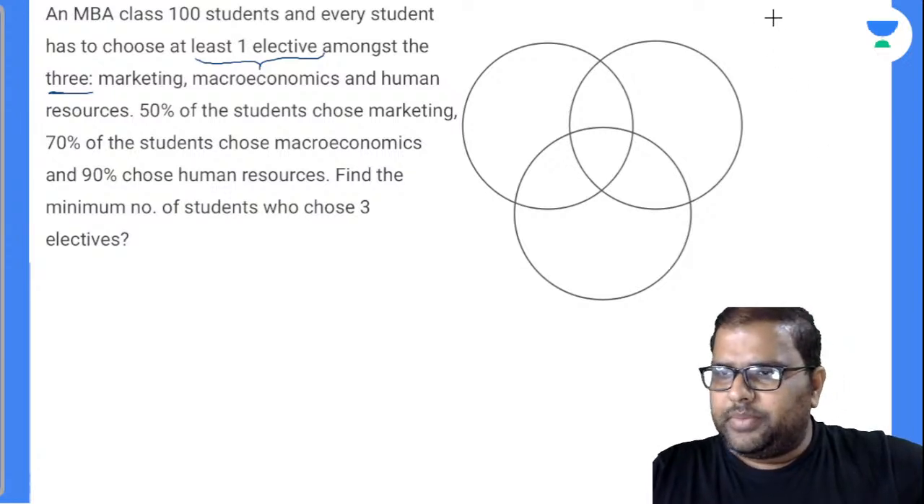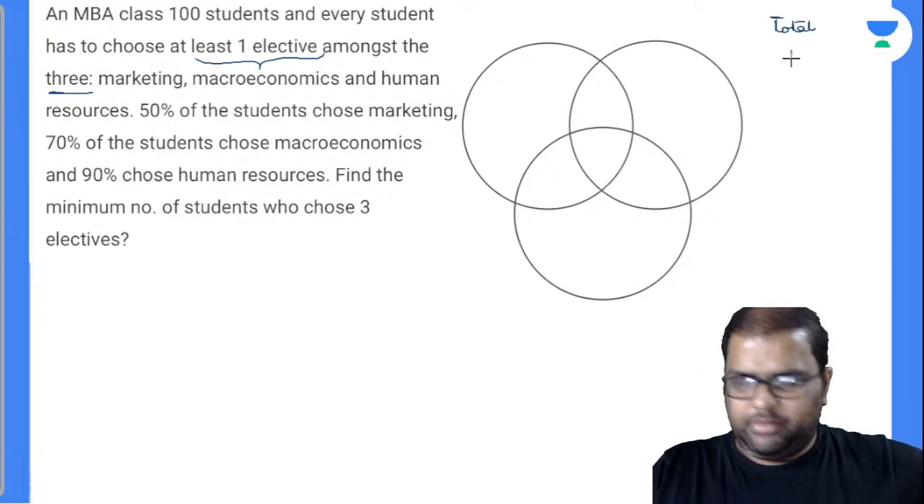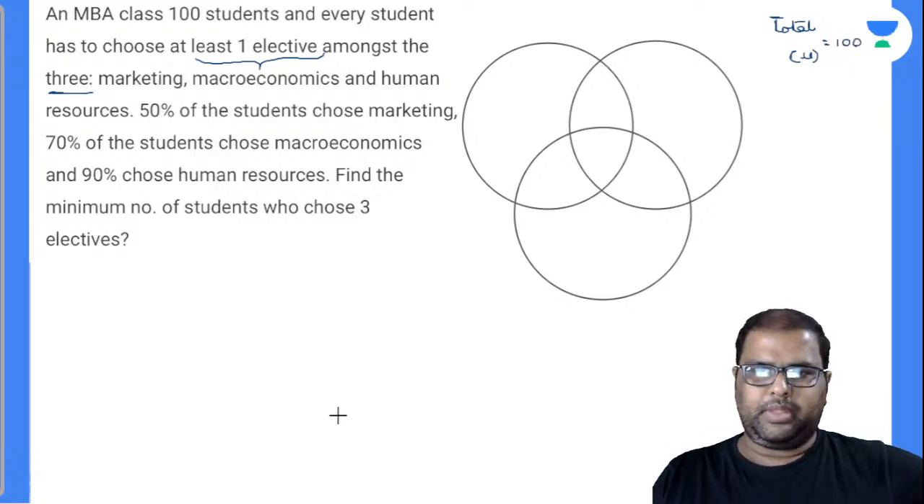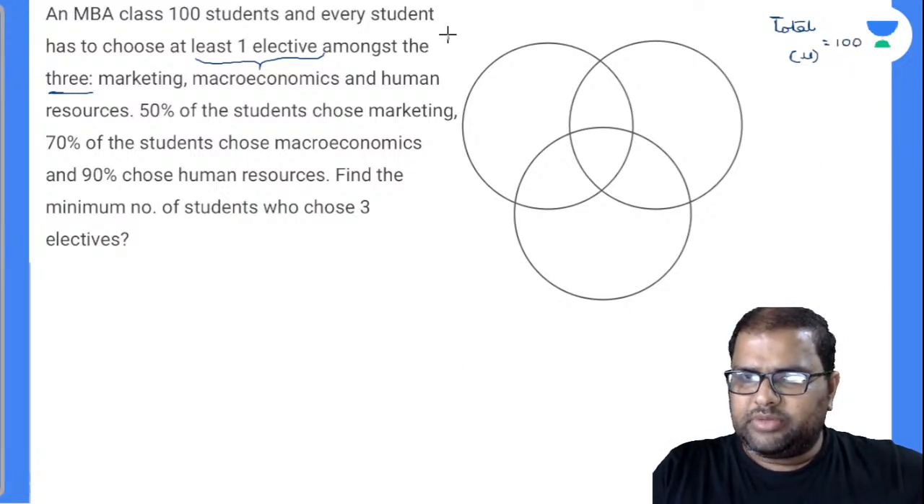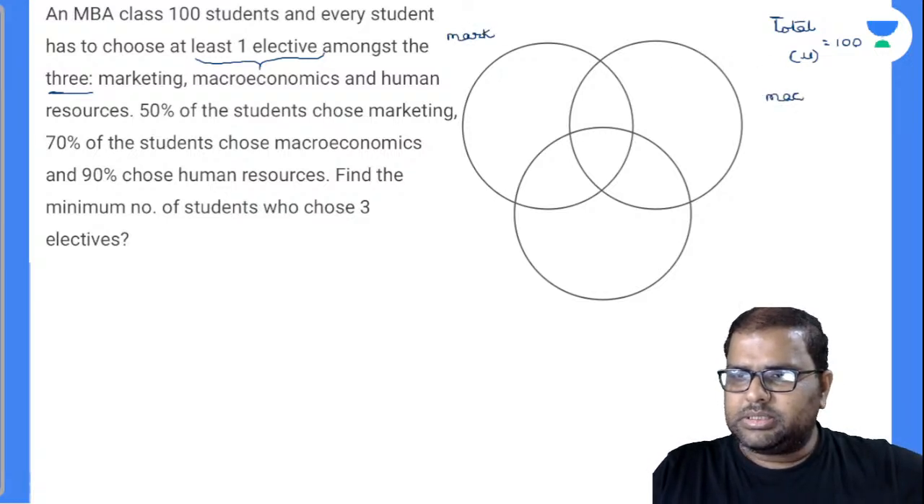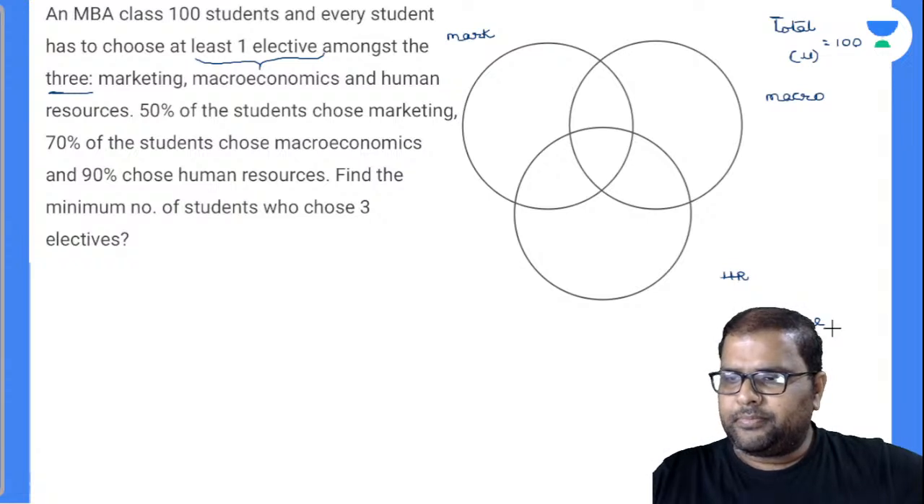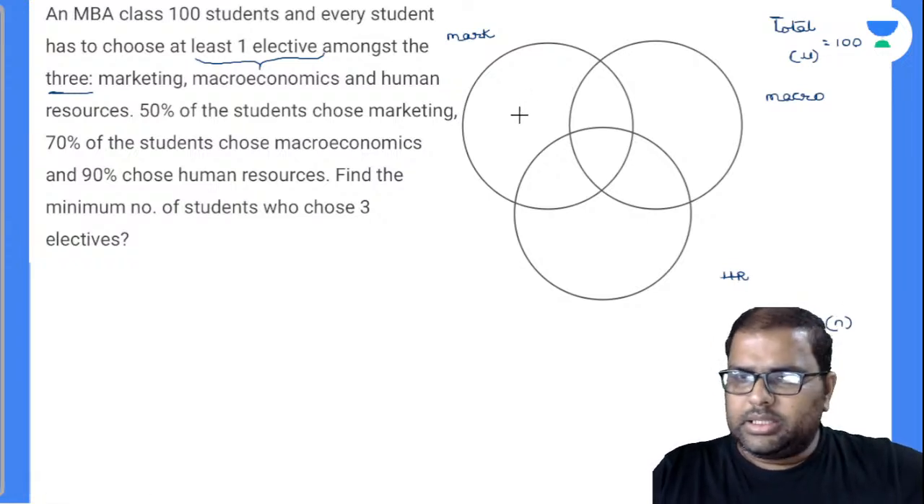So see here, total value is equal to 100. I'll write down this value here. The first variable is marketing. The second variable is macroeconomics. And the third variable is HR. I'll write down none here. This one A, C, E, G.